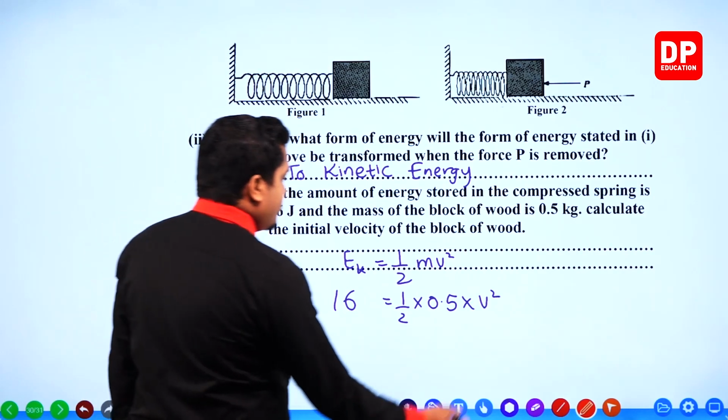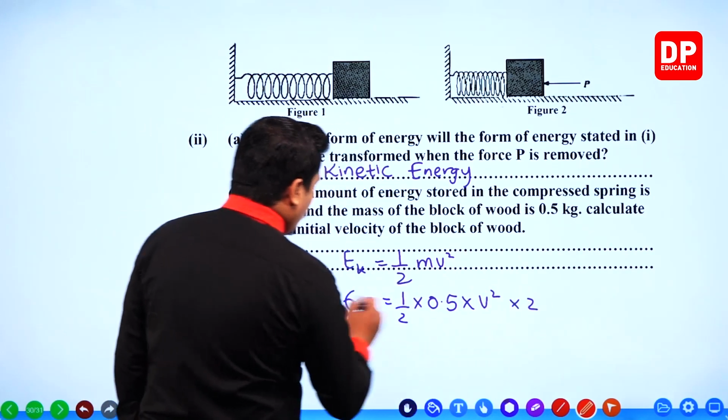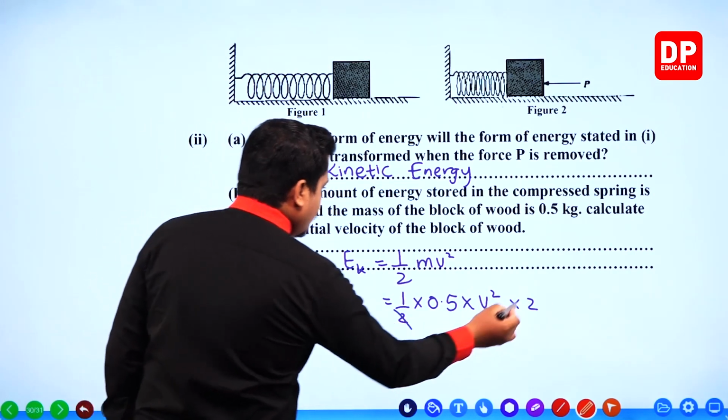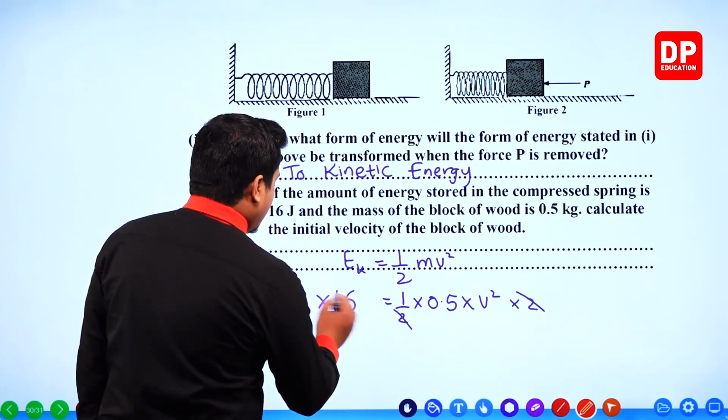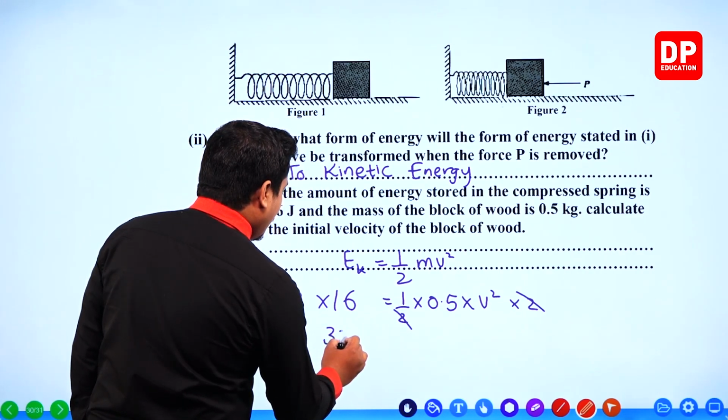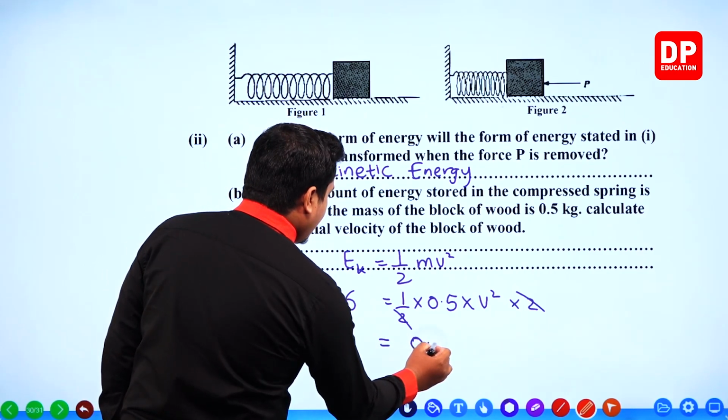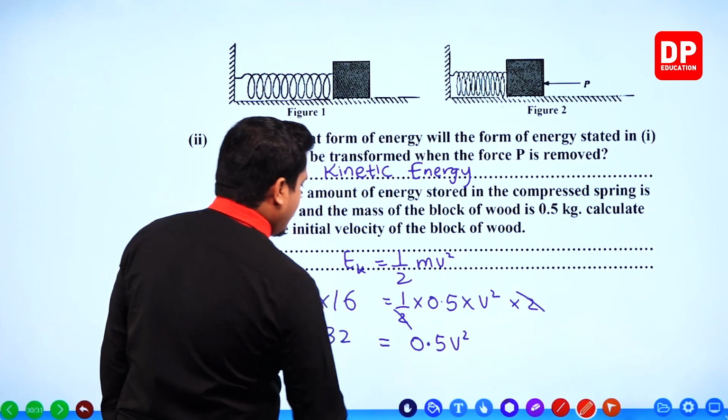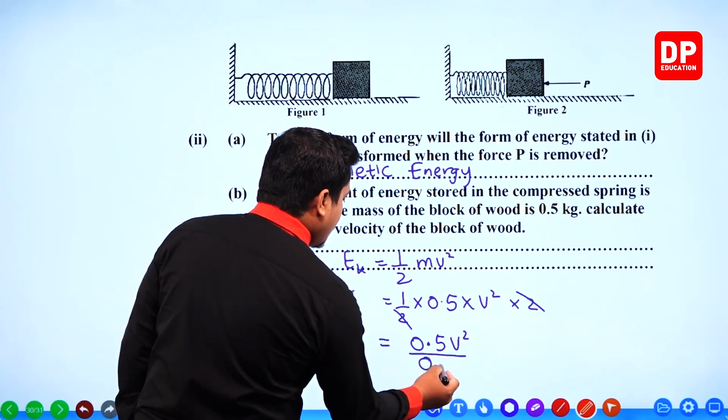Right, now we can multiply both sides by 2 to remove this half. The 2s cancel. So here 32 is equal to 0.5 v squared. Divide both sides by 0.5.